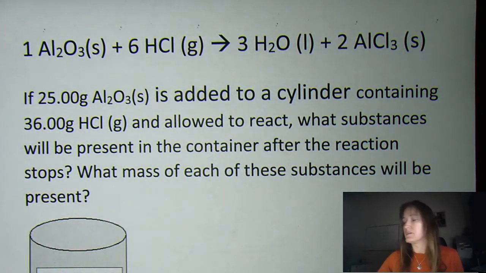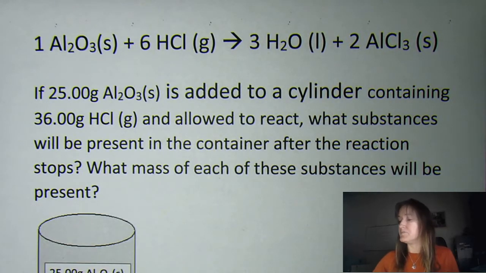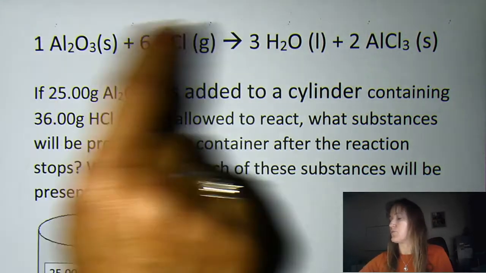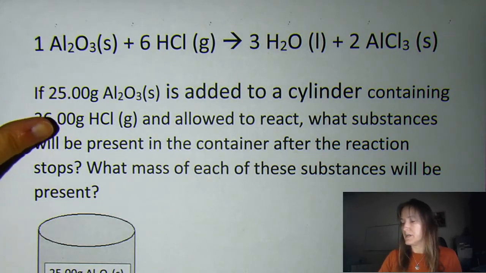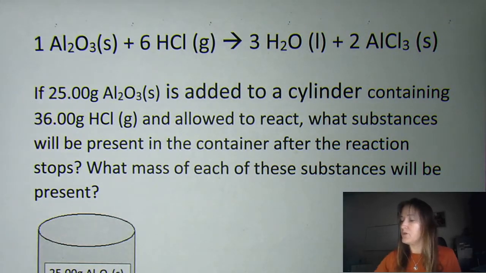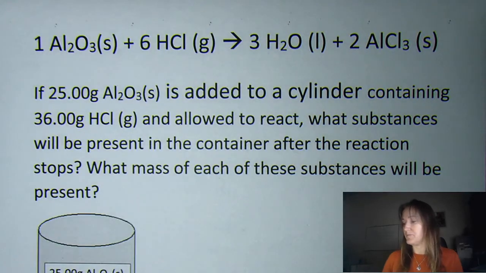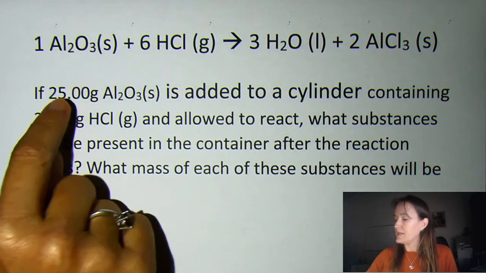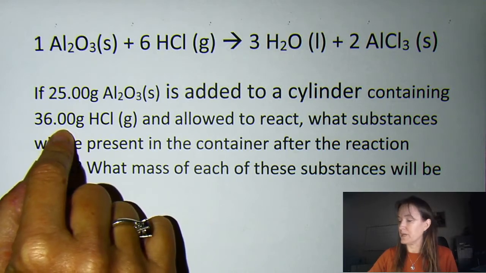And so this is where stoichiometry is involved. Stoichiometry is just when you compare the ratios of chemicals within a reaction. Here we have the two chemicals in mass, but what we know is that we need a 1 mole to 6 mole ratio. So we're going to do some calculations and try to figure out what we run out of. Is it going to be the 25 grams of aluminum oxide, or is it going to be the 36 grams of HCl?